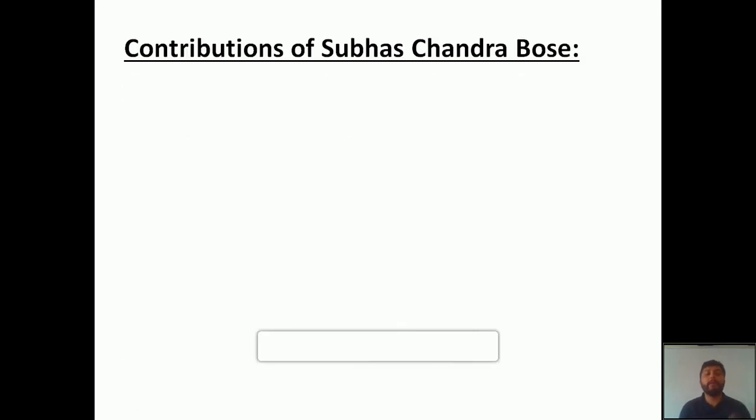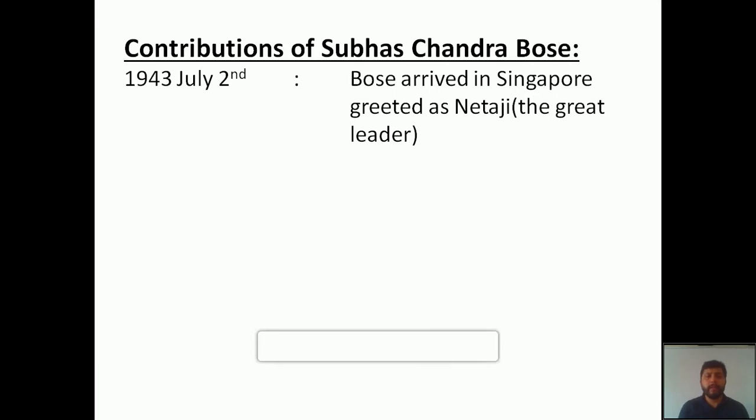Now let's move to the next part of the chapter, that is, the contributions of Subhas Chandra Bose. In the beginning of this first chapter also, we have seen Subhas Chandra Bose was not on good terms with the leaders of the Indian National Congress. And we have seen he was elected as the president of the Indian National Congress for the second time in 1939. But because of different circumstances, he was forced to resign from the presidentship. So that's why he thought of helping the national movement, not from India but from outside India.